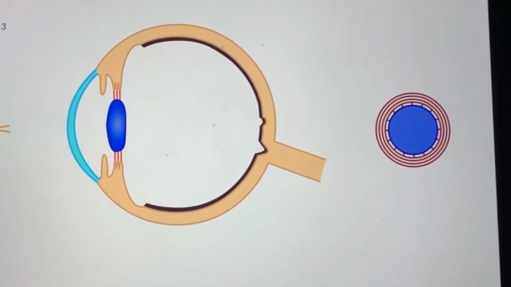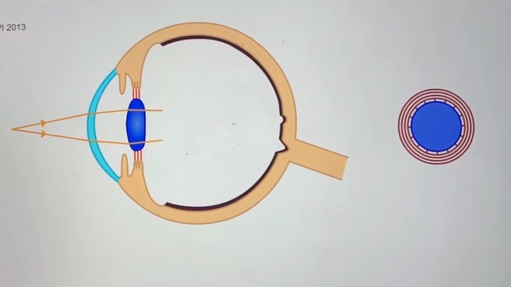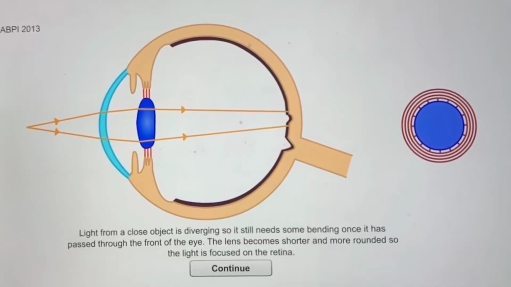So, we have two main protagonists: the ciliary muscles, which contract or relax depending on the light that enters the eyes, and the suspensory ligaments, which attach the ciliary muscles to the lens. In the case of light from close objects, the ciliary muscles contract, the suspensory ligaments go slack, and the lens becomes shorter and fatter.